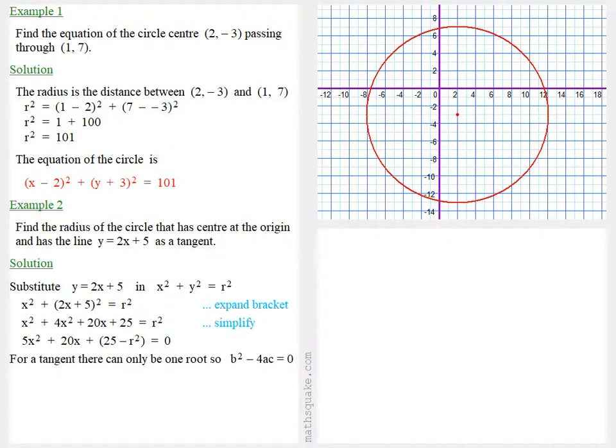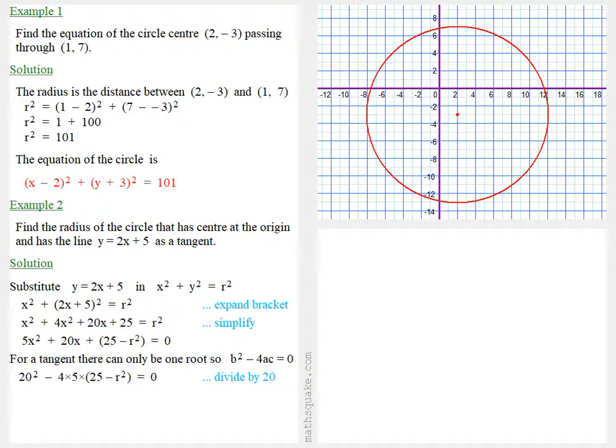Now, if the line is a tangent, there can only be one root to this. So the discriminant b squared minus 4ac is equal to 0. Now the discriminant is 20 squared minus 4 times 5 times (25 minus r squared).